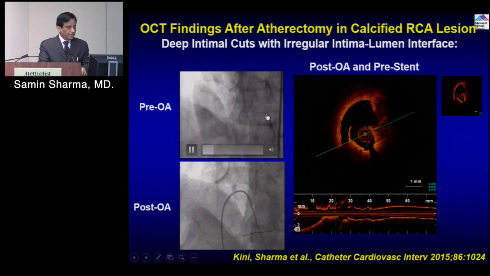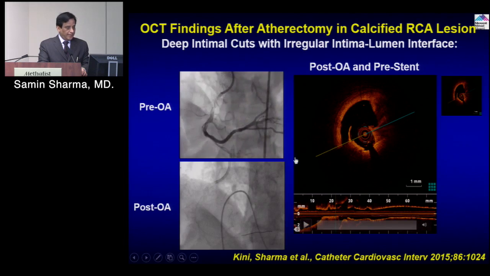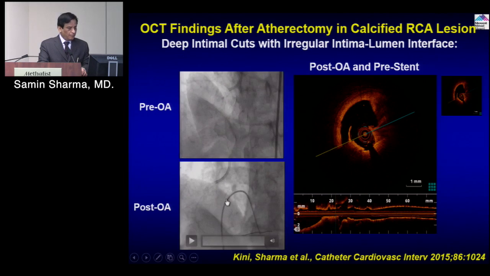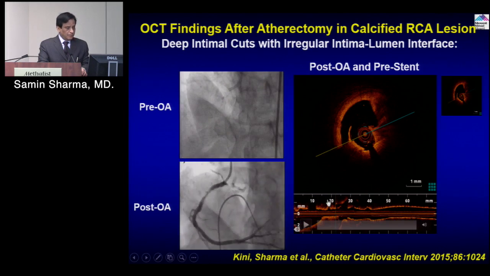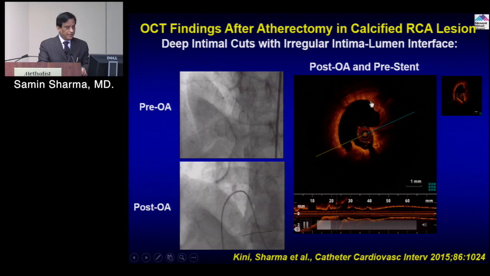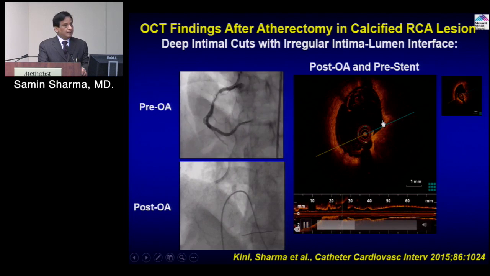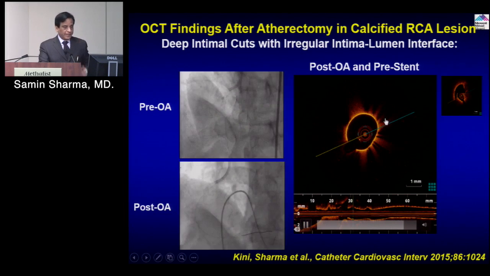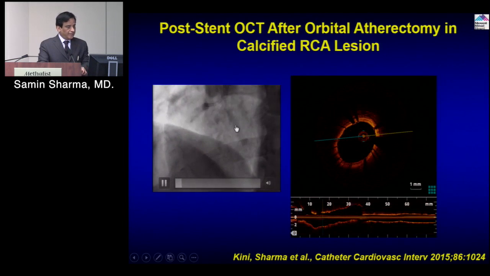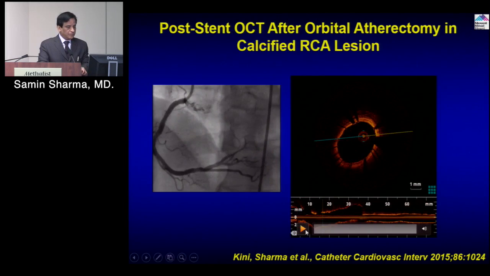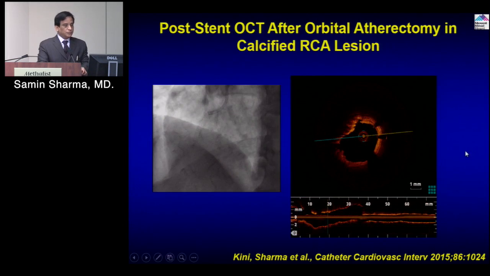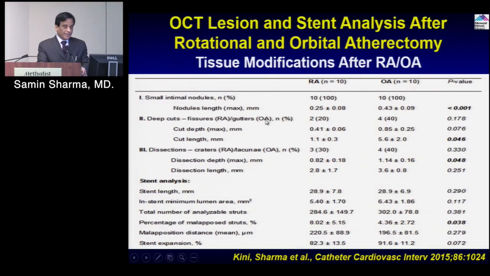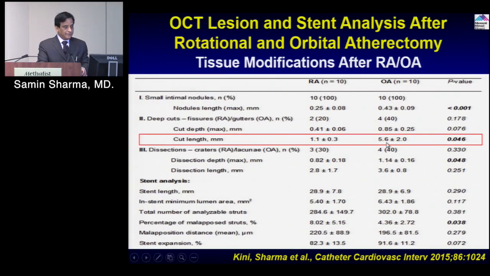Now a case example. This is a calcific lesion, and this is post-orbital atherectomy, which looks good. This is the OCT, and you can see the deep cut created by the orbital atherectomy, the device going vertically, not only longitudinally, cutting the plaque. Then this is the final result, excellent, and by OCT the stent seems to be better expanded using orbital atherectomy, and that is exactly what we saw. The cut length by orbital atherectomy was much deeper, which may be good or bad.